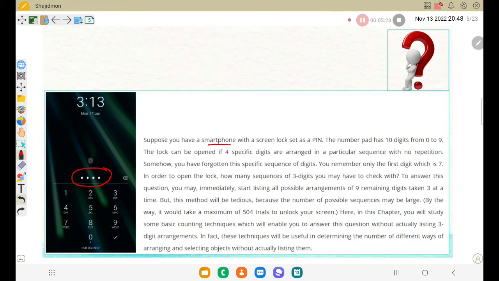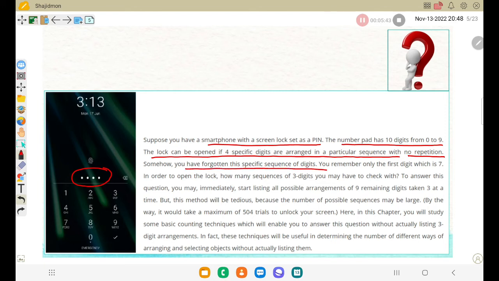Suppose that you have a smartphone with the screen lock as a PIN. The number pad has 10 digits from 0 to 9, correct? The lock can be 4 specific digits arranged in a particular series. There is no repetition, for example. So if you forgot the password, and you remember only the first digit is 7, in order to open the lock, how many sequences of 3 digits may you have to check?